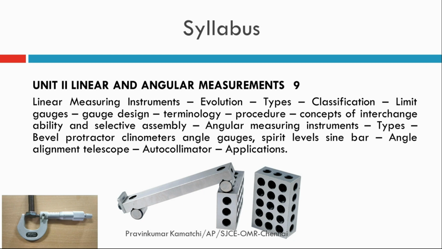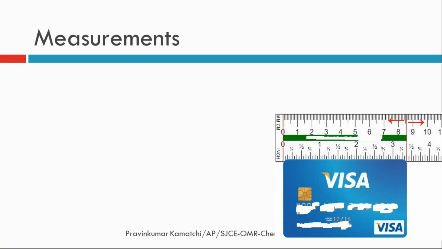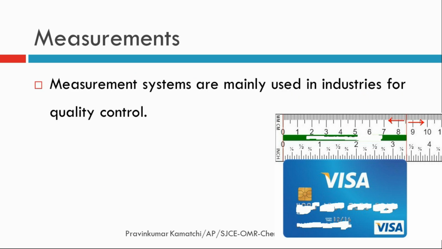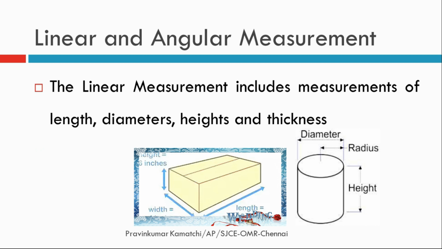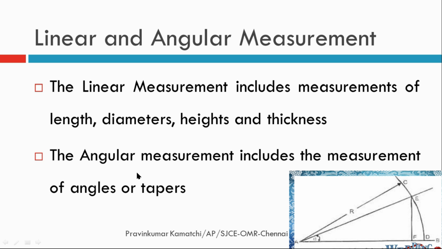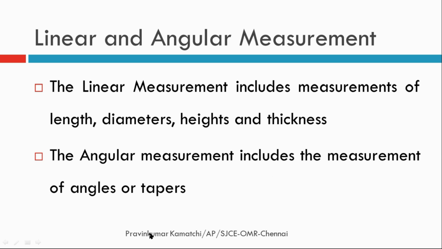Measurement. Measurement is the process of associating numbers with physical quantities. The numbers show the size or amount of something. In industries, it is used for quality control. Widely used measurements are linear measurement and angular measurement. Linear measurement includes measurement of length, diameter, height and thickness of the workpieces, and angular measurement includes the measurement of angles and tapers in the workpieces.